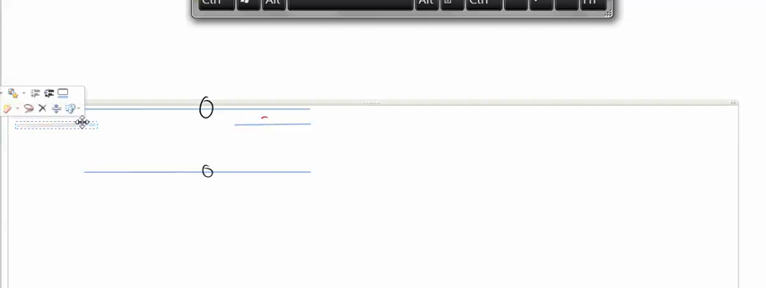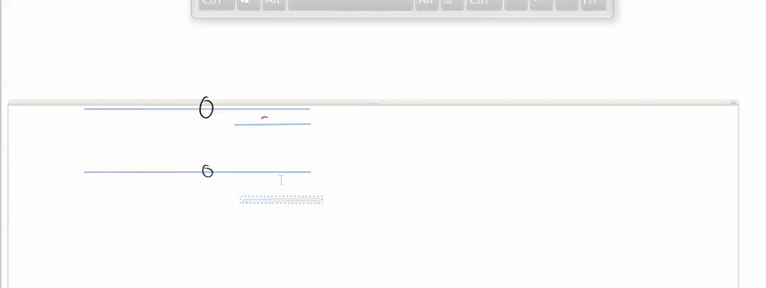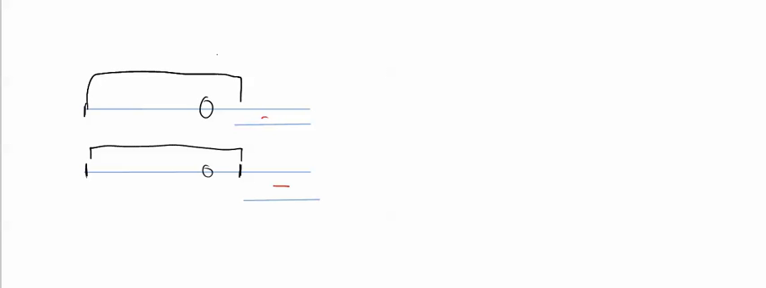Similar to the addition properties, we can do the same with subtraction. If we have two congruent segments and we subtract the exact same segment from each of those segments, the difference in the segments will now be congruent.